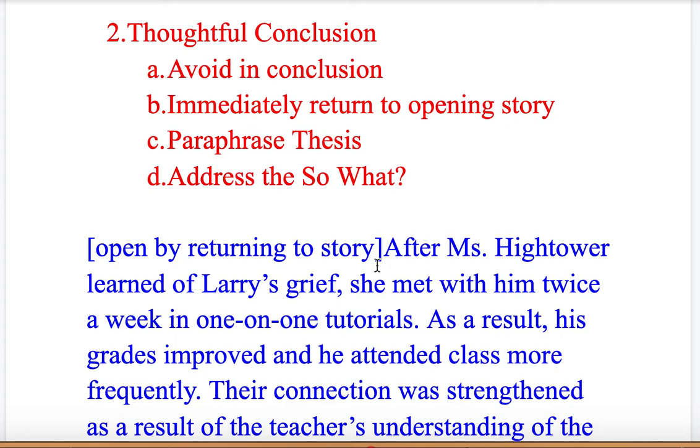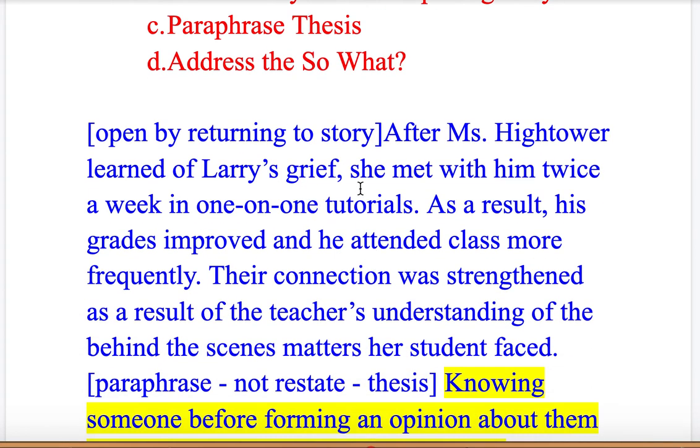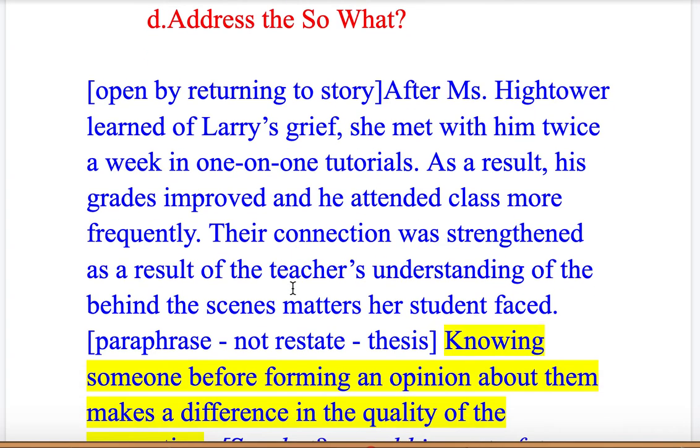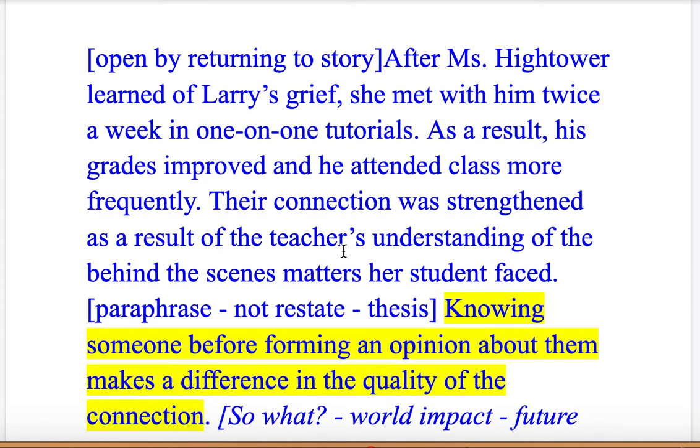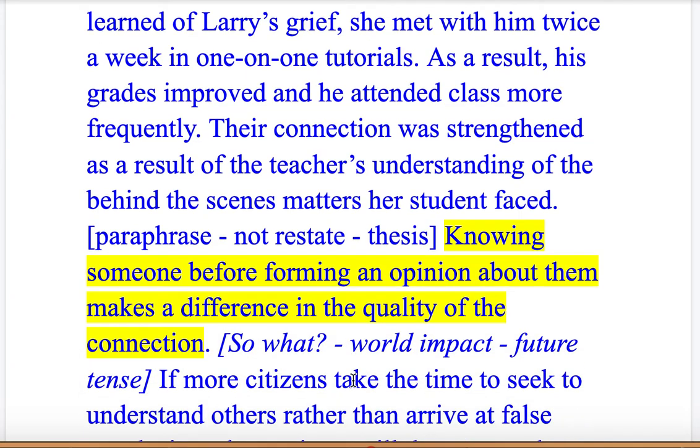Here we go. After Miss Hightower learned of Larry's grief, she met with him twice a week in one-on-one tutorials. As a result, his grades improved and he attended class more frequently. Their connection was strengthened as a result of the teacher's understanding of the behind-the-scenes matters her student faced. Now, you paraphrase. Why? Because you're advanced. You're in high school. You paraphrase the thesis. Do not restate it like you did in 7th grade. Don't just rewrite it the same way. Say it in a more sophisticated way. Knowing someone before forming an opinion about them makes a difference in the quality of the connection.